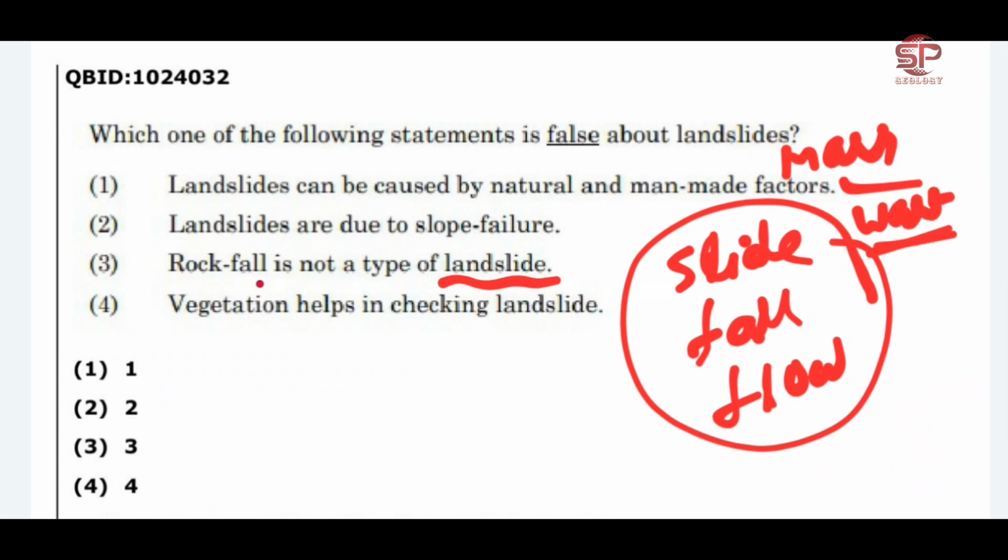So, actually rockfall is not a type of actual landslide, it is a fall. But here, you have to choose this option. Other options are absolutely correct. So, this can be incorrect. So, rockfall is not a type of landslide.